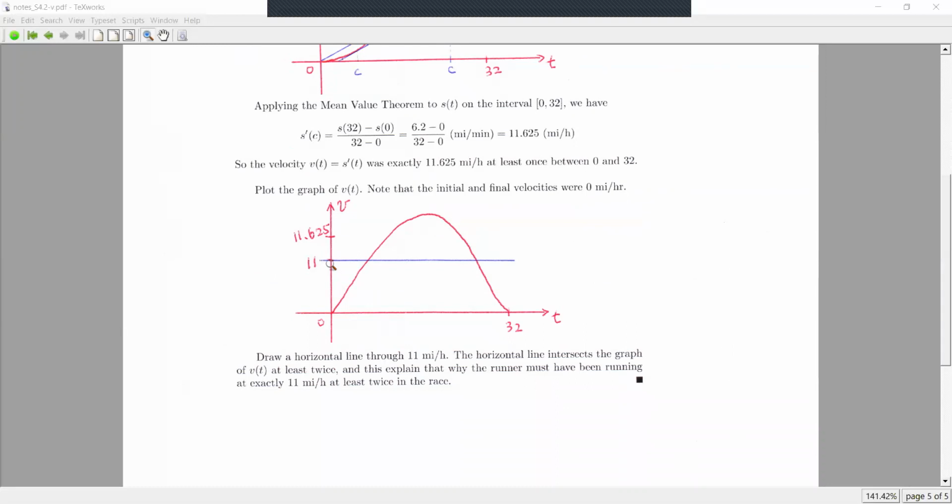Suppose 11 is here, lower than this point. Now, through 11, I draw a horizontal line. Then graphically, I can see that the horizontal line intersects the graph of the velocity at least twice, once and the second time. Okay, so the corresponding time, the time here and the time here, at these two instants of time, the velocity of the runner was exactly 11 miles per hour.